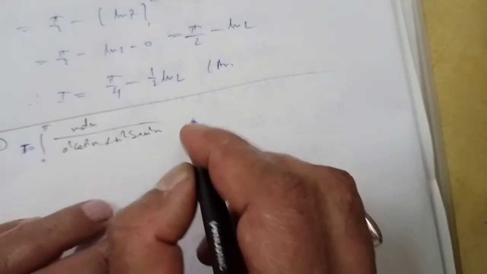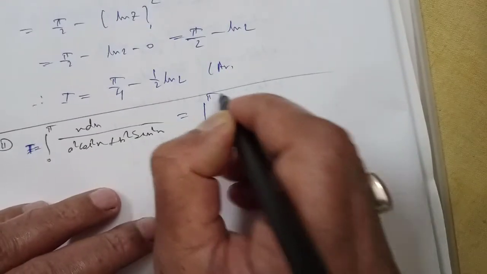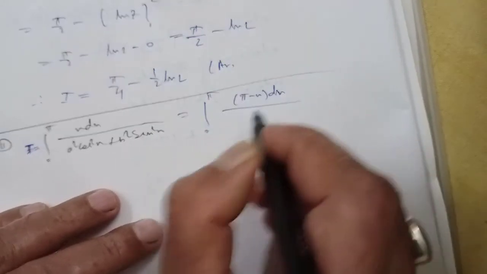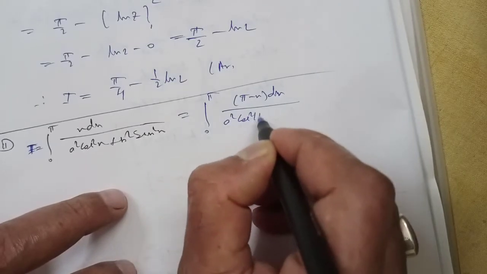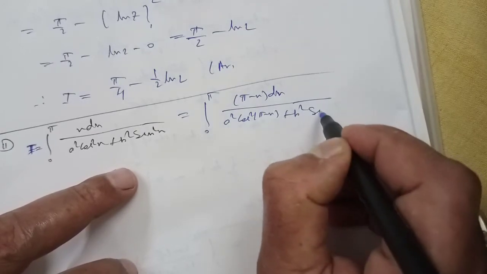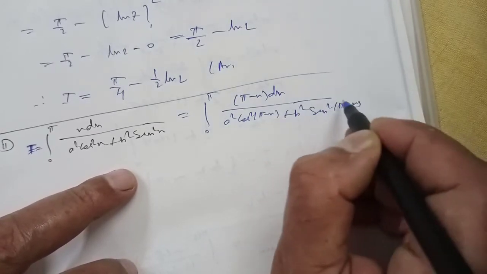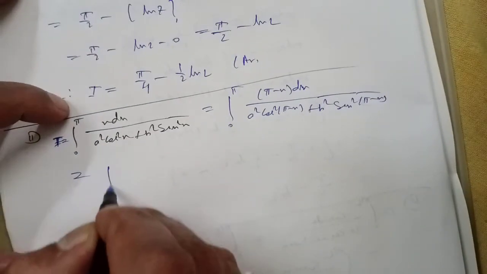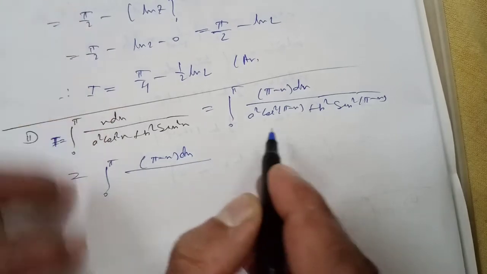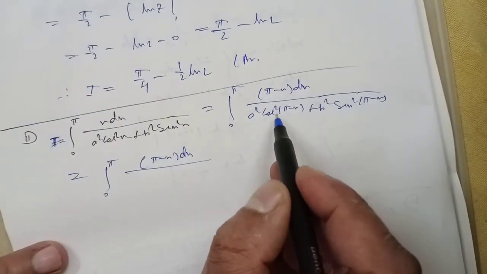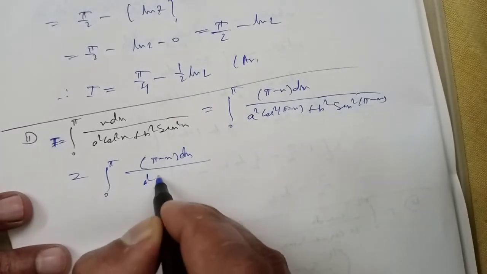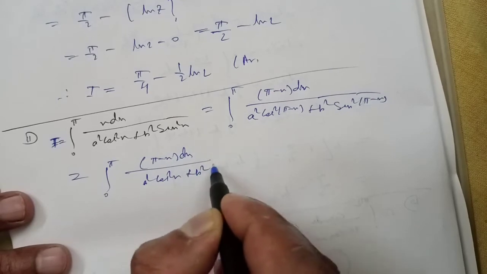For this replace x by pi minus x. 0 to pi, this is pi minus x dx by a square cos square of pi minus x plus b square sin square of pi minus x, becomes 0 to pi, pi minus x dx. Look, cos of pi minus x is minus cos x, but as it is cos square x, it becomes a square cos square x plus b square sin square x.